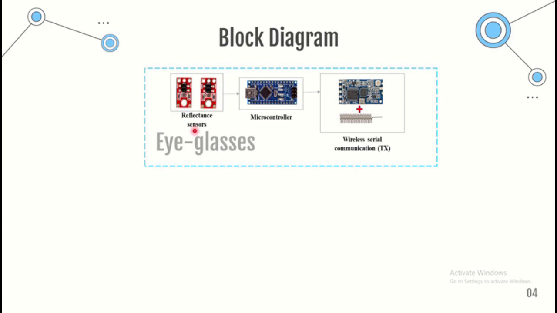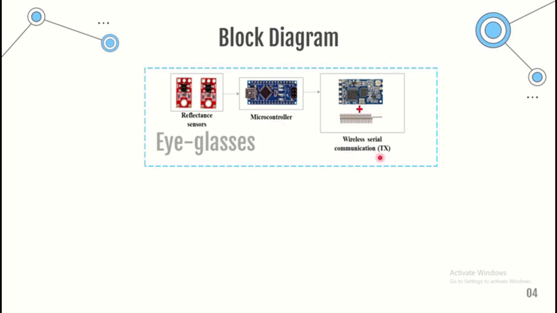The reflectance sensors emit infrared light at the user's eyes, and then the light is reflected back to the sensors in order to determine the eye's position. Then these signals are fed to the microcontroller in order to be transferred to the other subblock. The communication between the two subblocks is done wirelessly by using a wireless serial communication module.